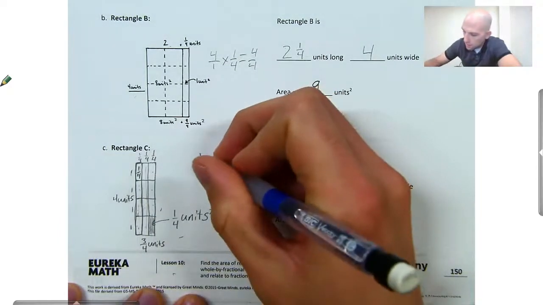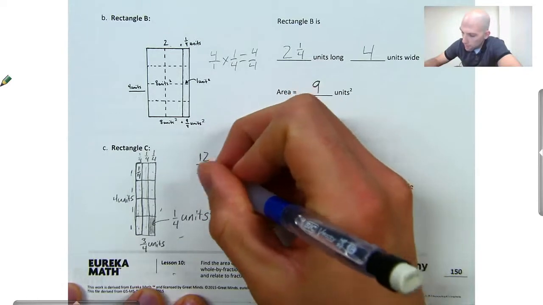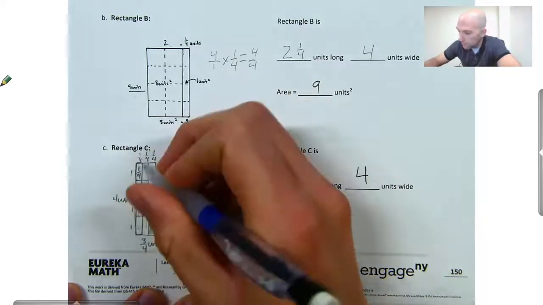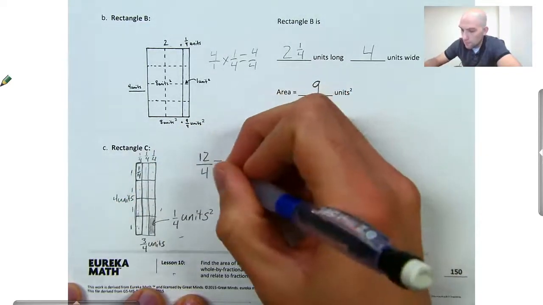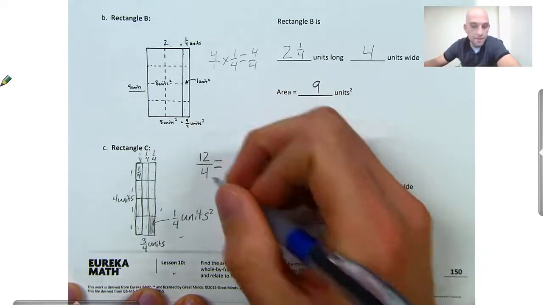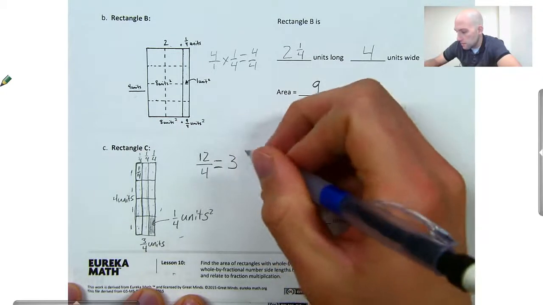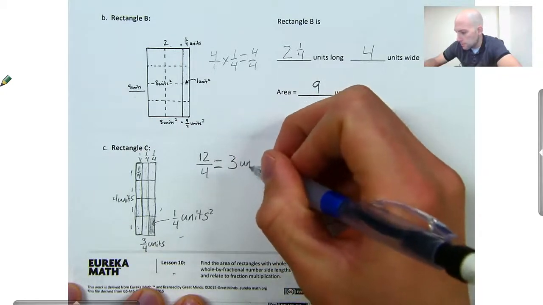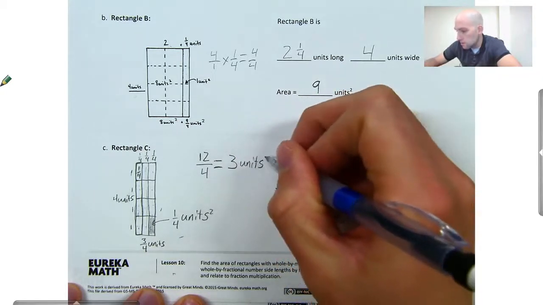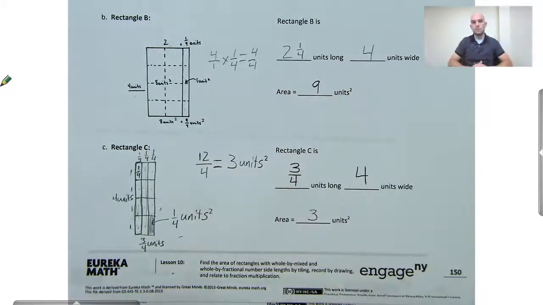I could also look at this as 12/4 because I have 12 of these little fourths, and 12/4 is the same as 12 divided by 4, which will give me 3 square units. 4/4 would be 1, 8/4 would be 2, 12/4 would be 3.